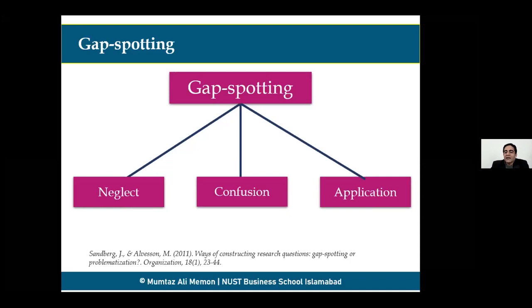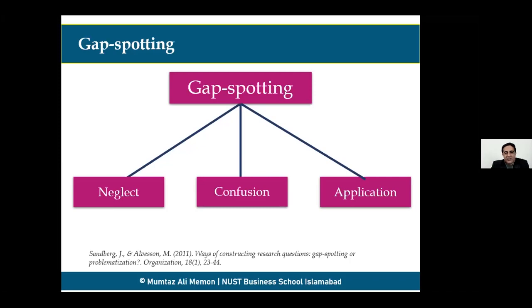Okay. And then there's application. Application is when some of the theories or variables that you apply in one discipline, you want to know whether you can use these variables or theories in a different setting, an application of the theory or the variables in a different setting.